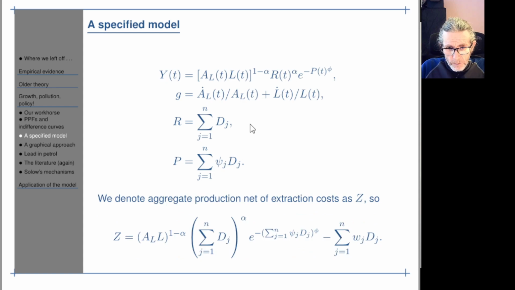And then we're interested in aggregate production net of extraction costs, Z. So that's the sum of the W_j D_j over the j's. And remember that R is the sum of the D_j's, so R to the alpha becomes the sum of the D_j's to the alpha. So this is our sort of gross production initially. Here it gets knocked back by pollution. And here we subtract the costs. And we're left with consumption.